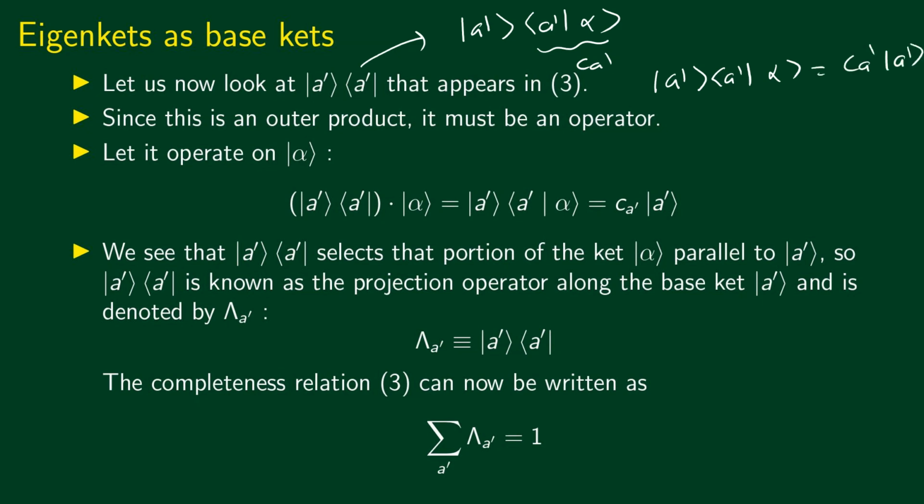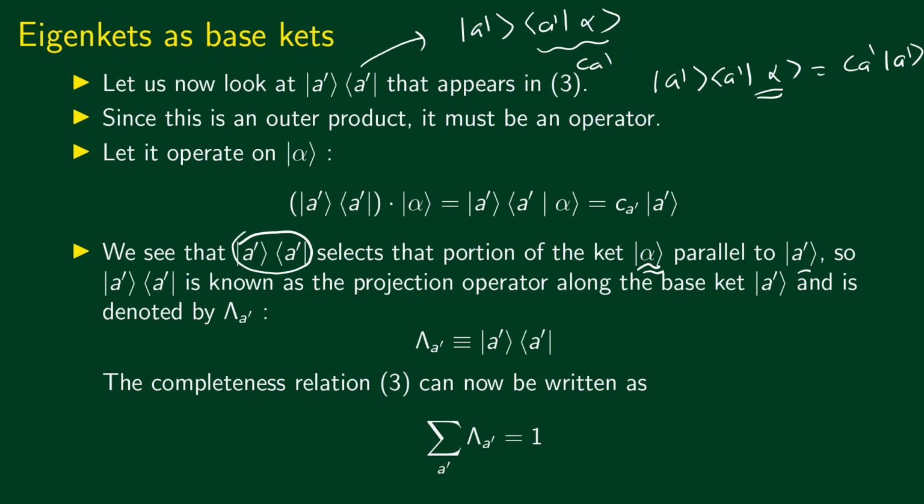Now what is this? We see that the action of this operator on ket alpha gives you another vector, obviously. So what is the specialty of this vector? We see that ket A prime bar A prime selects that portion of the ket alpha parallel to ket A prime.